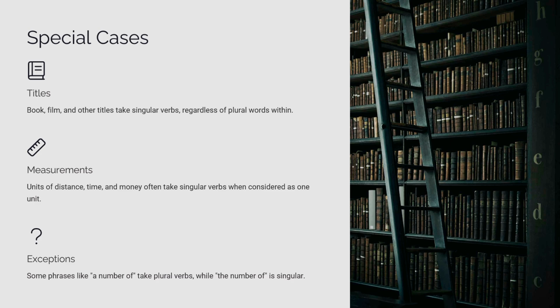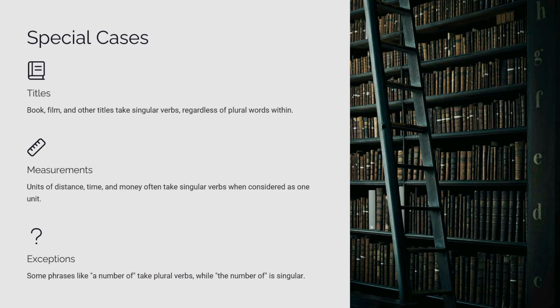Next, let's consider units of measurement, which includes distance, time, and amounts of money. And these often take singular verbs when they represent a single unified concept rather than individual elements. So for instance, we would say 10 miles is a long distance to walk. This is because 10 miles here functions as a single unit of distance. Similarly, we'd say $5 is enough for the item, where $5 is treated as a single sum of money.